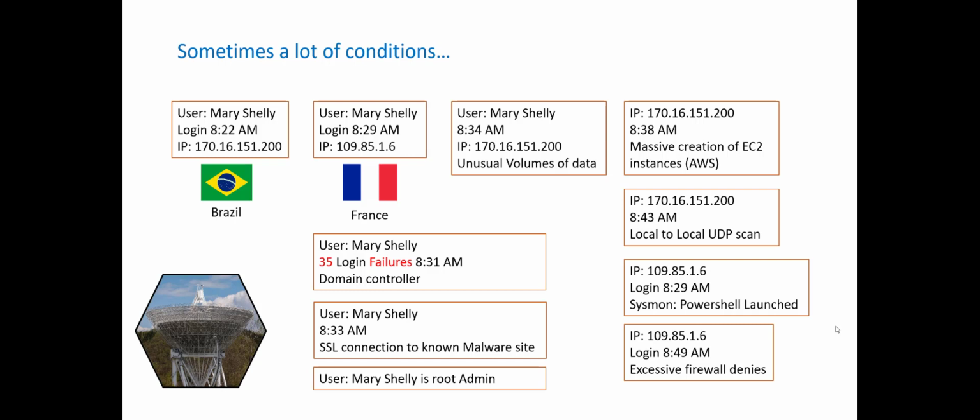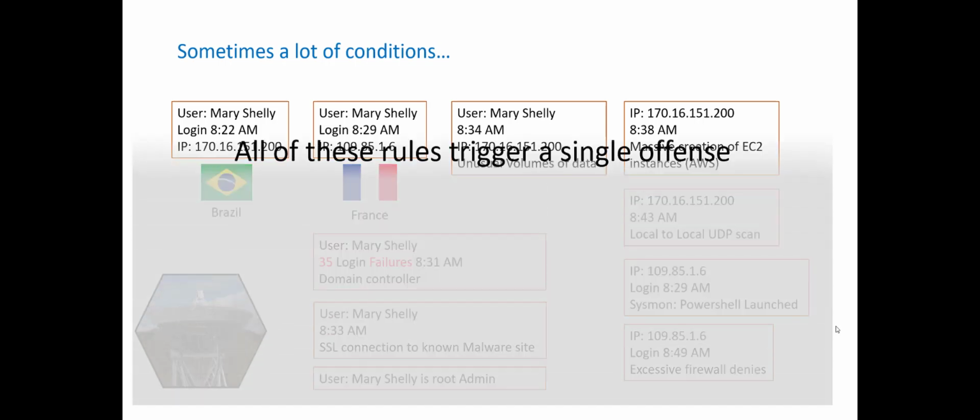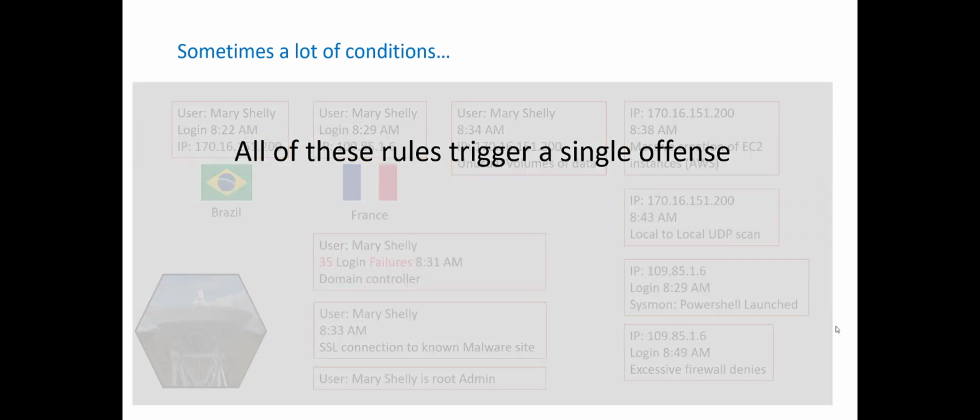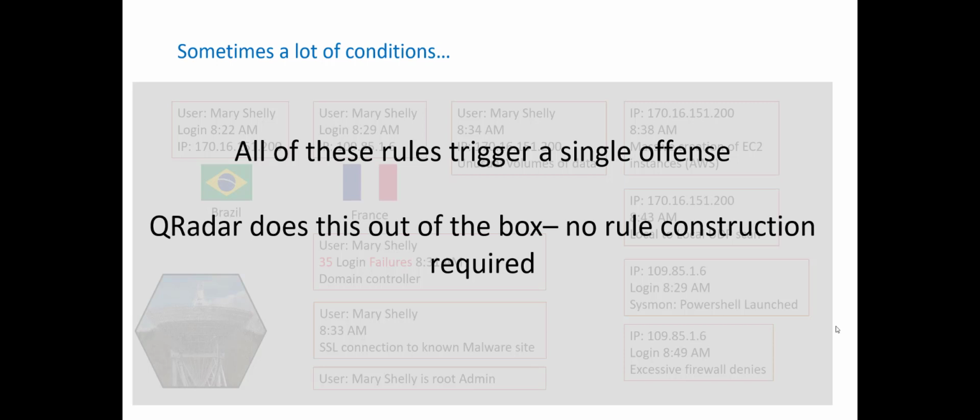Mary is either turned evil or has got the worst virus in history, right? But this is all going to be one offense, right? And what we do, and this is, once again, kind of Sim 101, what we do with static rules is this all becomes an offense. You need to look at one thing to find out and say, hey, what the heck is going on with Mary here, right? QRadar does this out of the box. No rule construction is required.